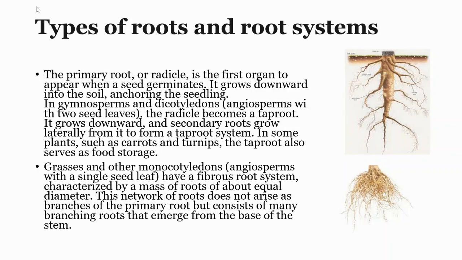In some plants, such as carrots and turnips, the taproot also serves as food storage. Grasses and other monocotyledons, angiosperms with a single seed leaf, have a fibrous root system characterized by a mass of roots of about equal diameter. This network of roots does not arise as branches of the primary root but consists of many branching roots that emerge from the base of the stem. Here you can see the image of taproot and fibrous root.